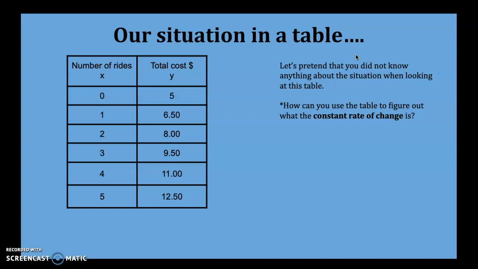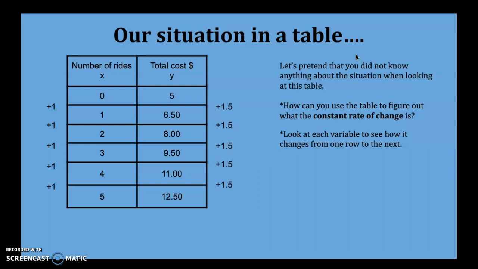If all we're thinking about here, and I know we know the answer, but we're pretending we don't, how do we find that change? Well, we look at each variable and we see how it's changing from one row to the next. So notice on your x's, we see that it's increasing by 1 each time, right? 0 plus 1 is 1, and so on. We have to do that on each variable. So we know the number of rides is increasing by 1, and as that happens, the cost of your trip to the carnival increases by $1.50, right?